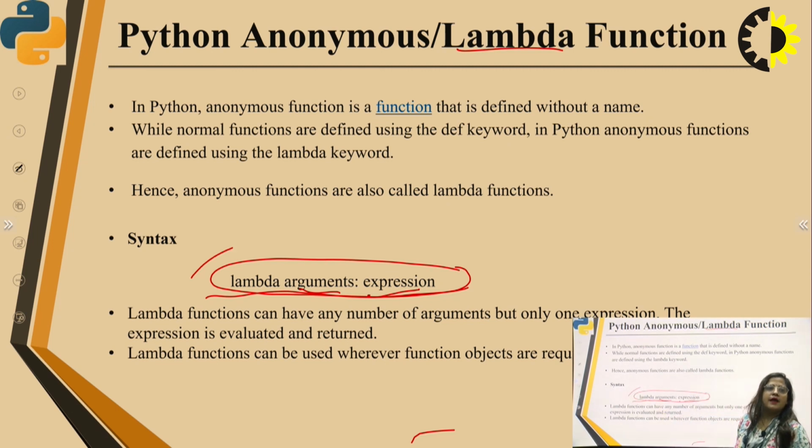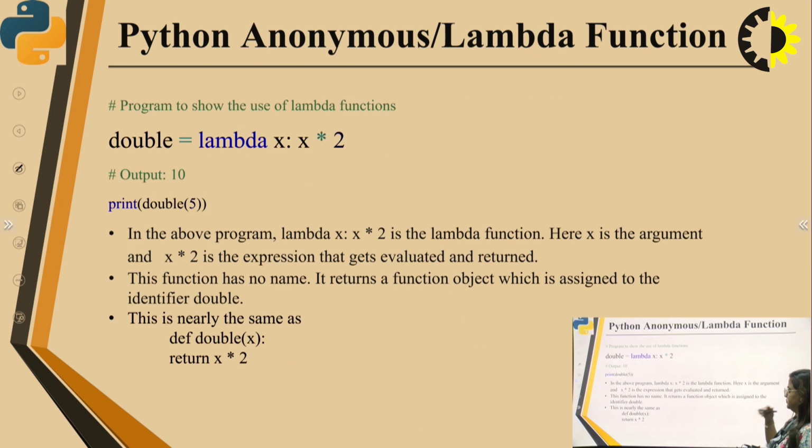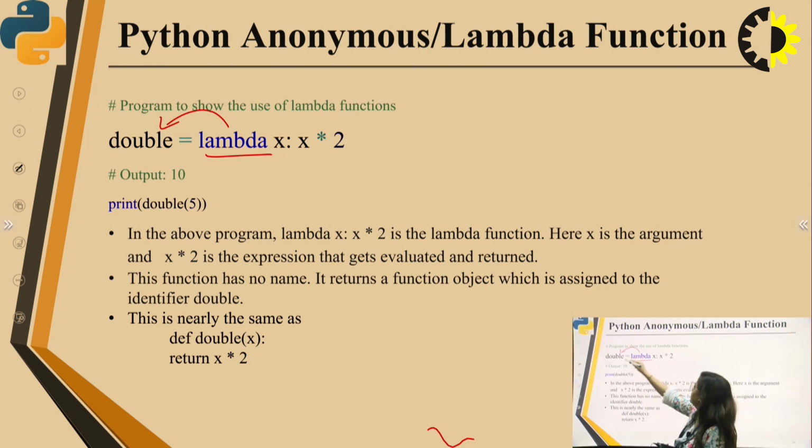A lambda function can have any number of arguments, but only one expression is used. And a lambda function can be used wherever function objects are required. This is an example of a lambda function. First we use the keyword lambda, assigned to another variable, double. The lambda takes x, where x is the argument and x multiplied by 2 is the expression.